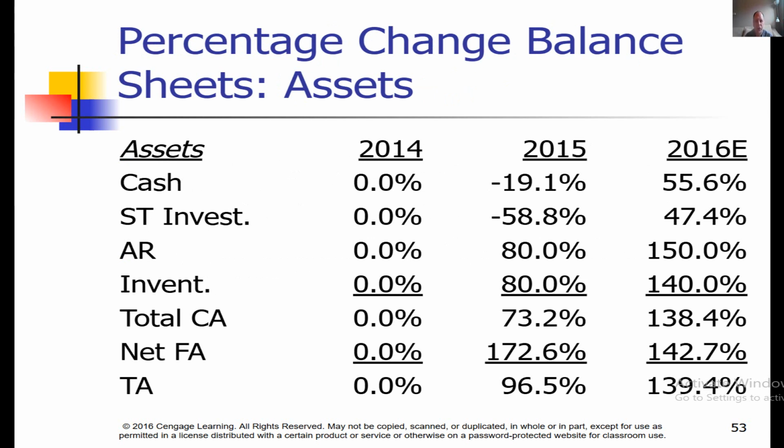If we look at a percentage change balance sheet, again, looking at assets, we had cash going down in 2015 financing the expansion. We anticipate it going up in 2016, as with every other current asset going up drastically in 2016, and total assets are also going up drastically into 2016.